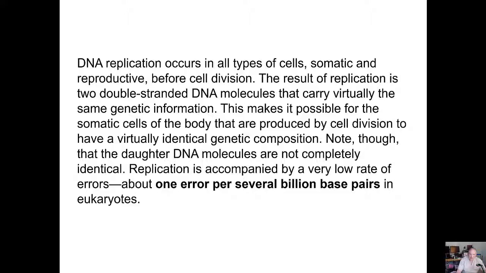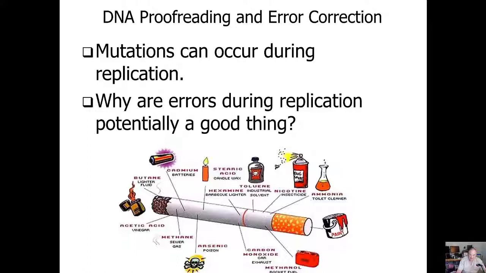There are errors, one error per several billion base pairs, which is quite amazing, but on a daily routine, that does introduce some issues, and there are things that can happen during the proofreading. We've already talked about mutations, and we can have sources in our environment. There's just things that we're not even aware of that are just floating around in our environment that can make us sick and cause cancer and various things like that.